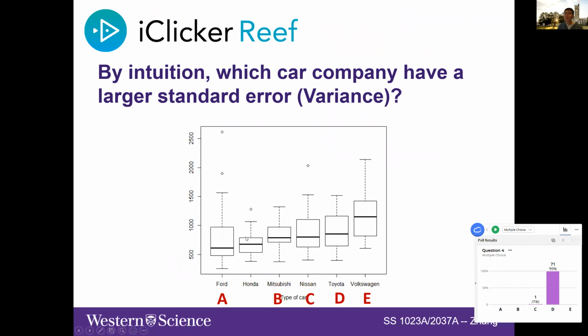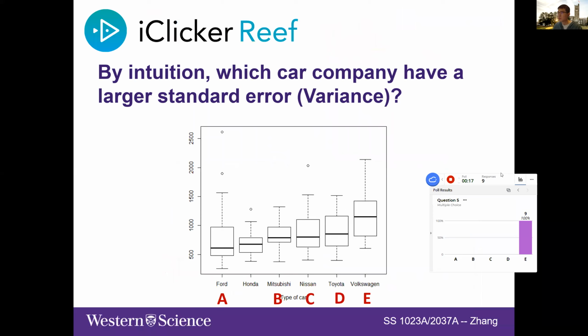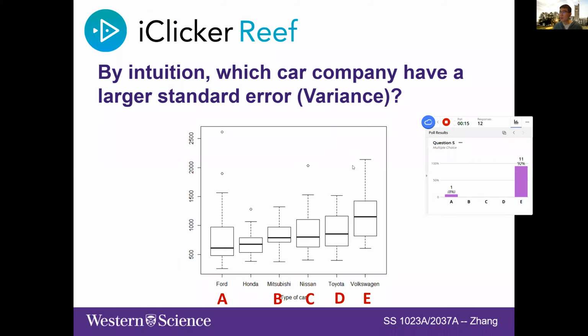Okay, another question. I haven't revealed it yet, but probably you can guess. We have collected data from different car companies. Can you tell which companies have the largest standard error or variance according to our box plot?